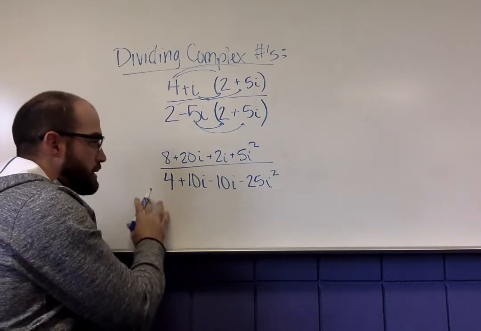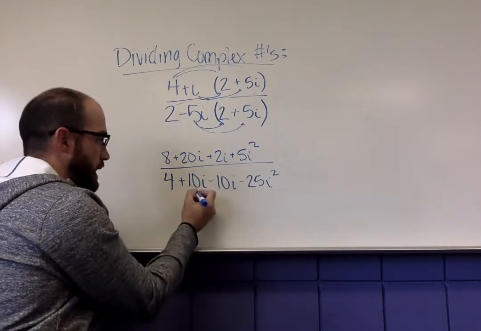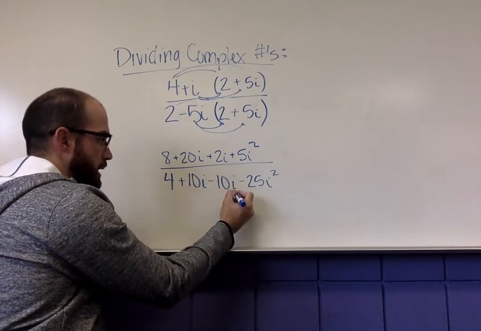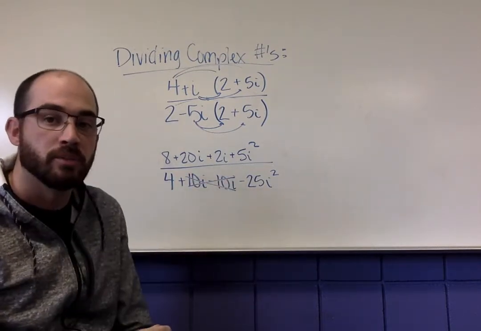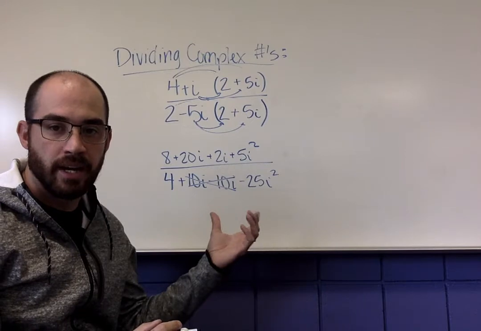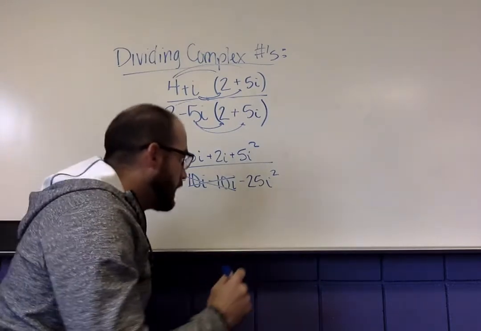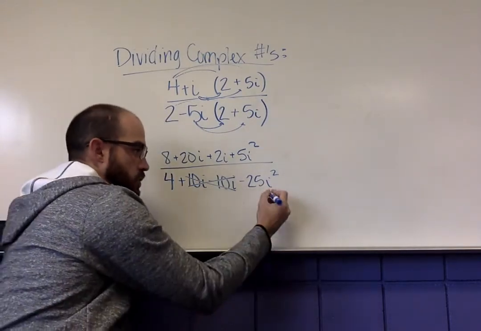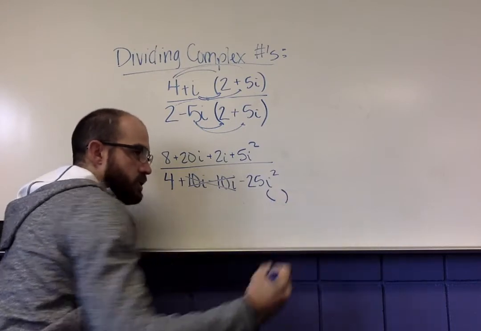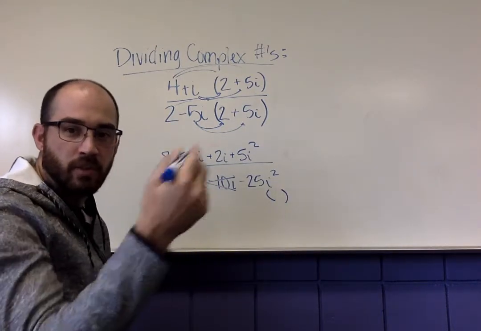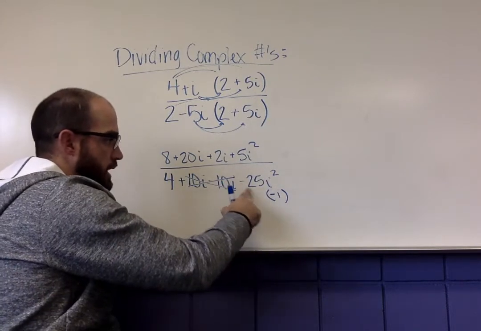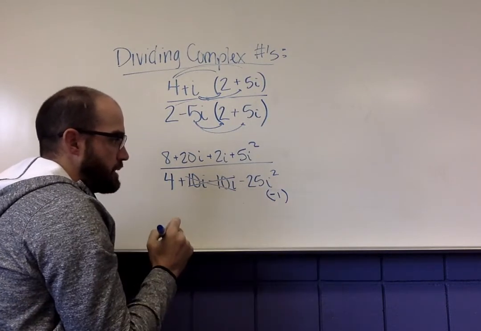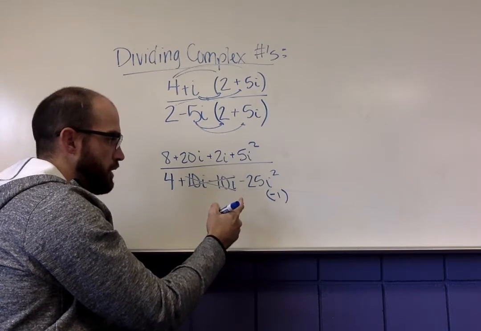So I've got to simplify everything. Down below I have 10i minus 10i. Well, that's just going to cancel out. That's the whole reason why we multiply by the conjugate, to get rid of that middle term. Here at the end, this i squared, we talked about i being the square root of negative 1. So if I square that, I get the actual value, negative 1. So negative 25 times negative 1 gets us plus 25.